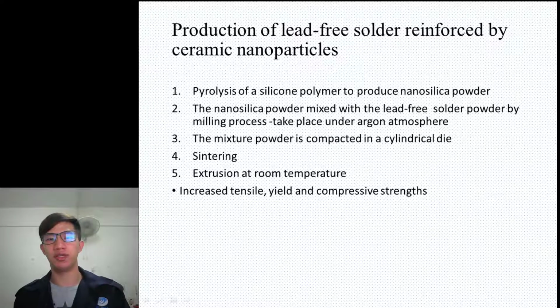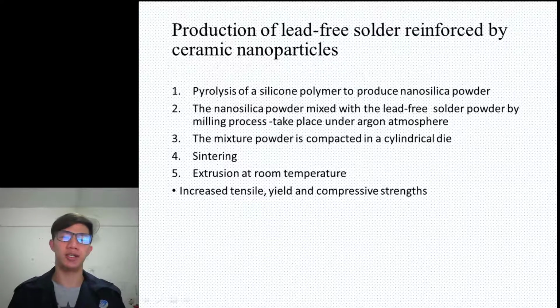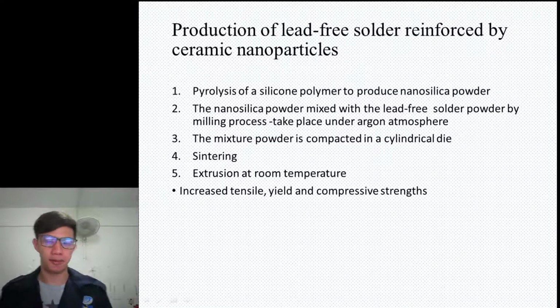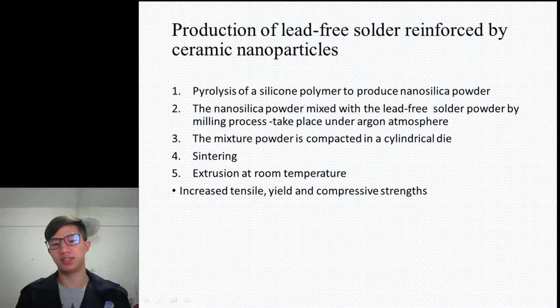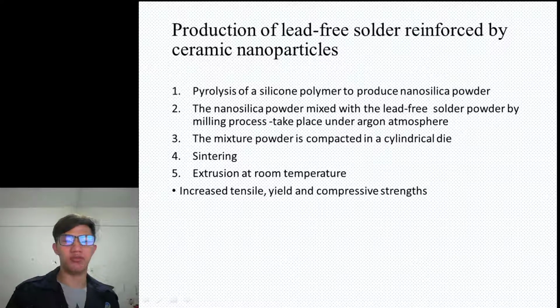This is the production of the lead-free solder reinforced by the ceramic nanoparticles. The ceramic nanoparticle, which is nanosilica powder, is prepared by the synthesis of silicon polymer using a process of pyrolysis. The process is almost the same, involving the milling process. The mixed powder will be compressed into a cylindrical shape and brought to the sintering process. The final process is extrusion of the sintered product at room temperature. The reinforcement is to enhance the tensile, yield, and compressive strength of the soldering material.